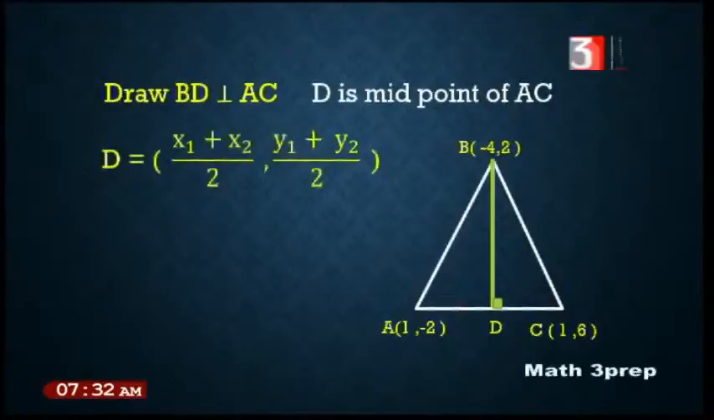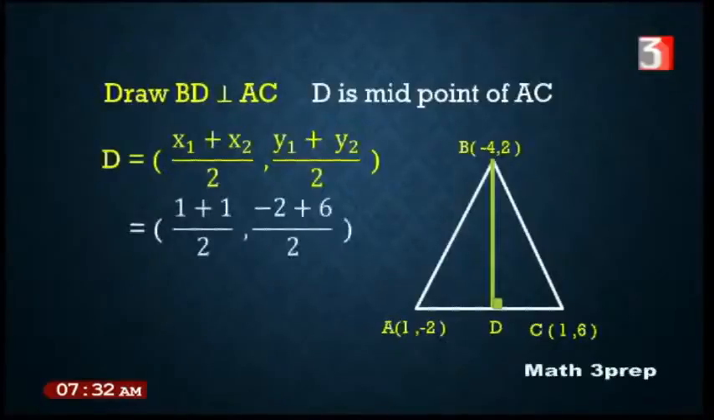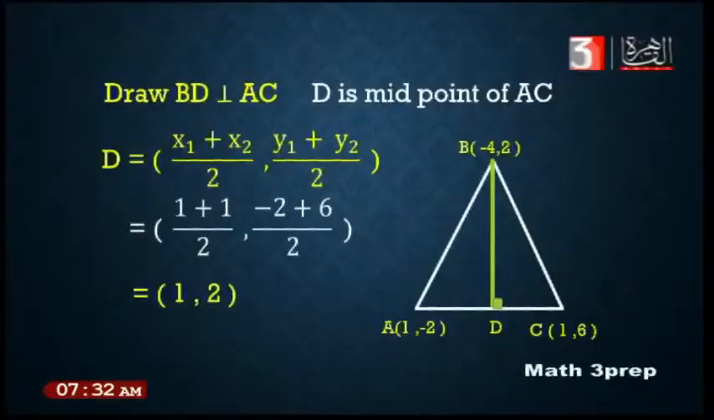Of course, yes. D equals (x1 plus x2) over 2 and (y1 plus y2) over 2. So it is (1 plus 1) over 2 and (negative 2 plus 6) over 2. So the midpoint will be (1, 2). The coordinates of the point D will be (1, 2).